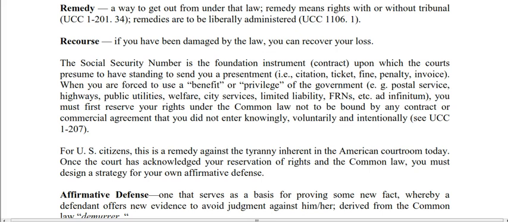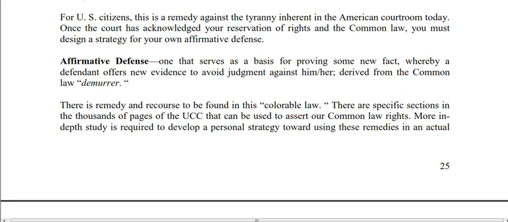When you are forced to use a benefit or privilege of the government, ergo postal service, highways, public utilities, welfare, city services, limited liability, FRNs, etc., you must first reserve your rights under the common law, not to be bound by any contract or commercial agreement that you did not enter into knowingly, voluntarily, and intentionally. See UCC 1-207. For U.S. citizens, this is a remedy against the tyranny inherent in the American courtroom today.